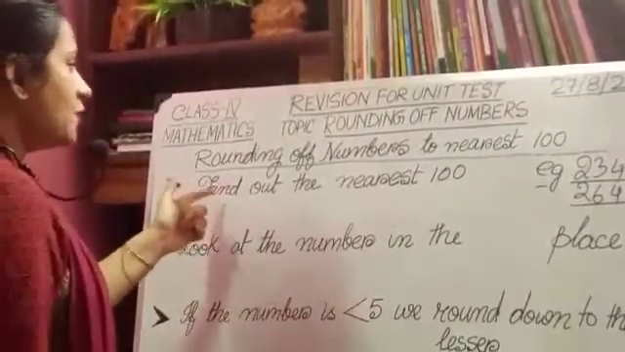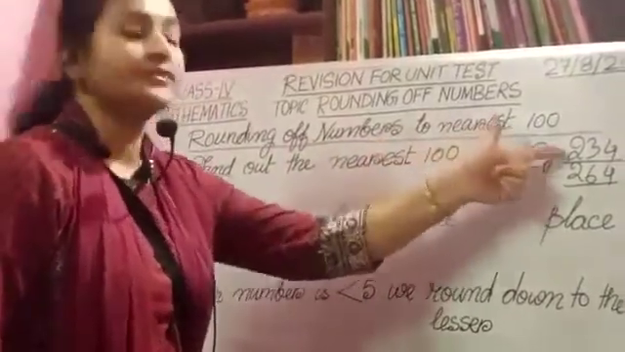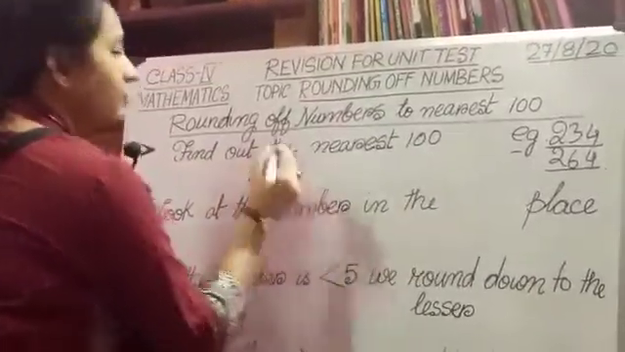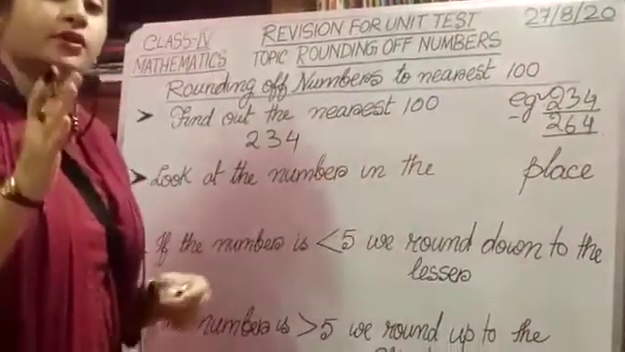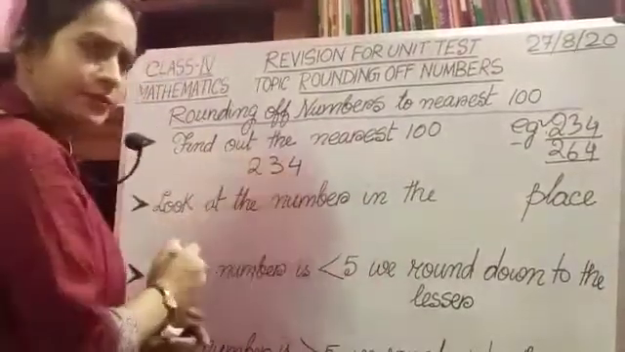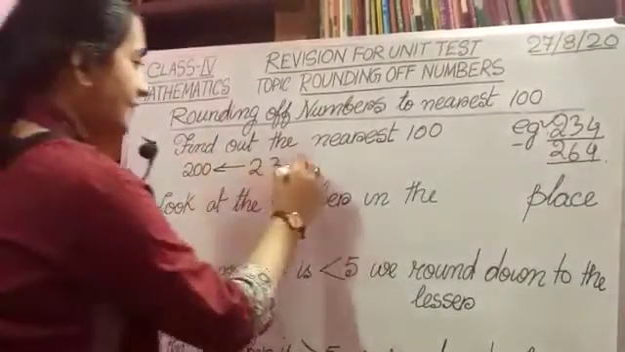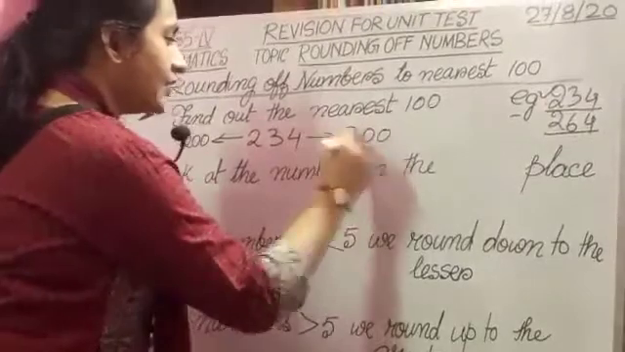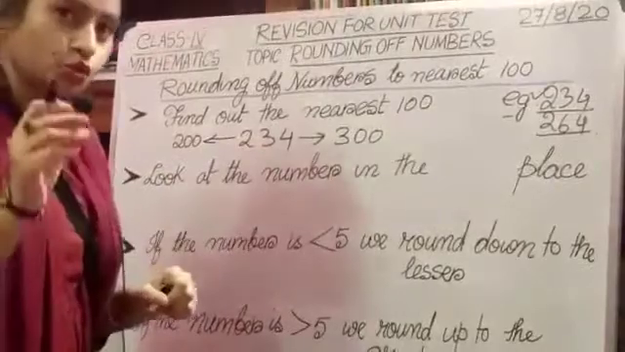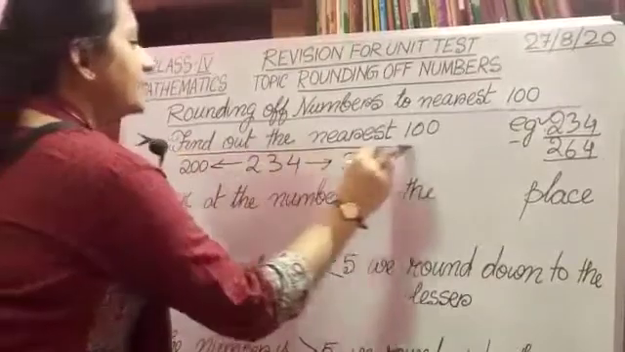My first step is find out the nearest hundreds to that number. Right children? So first of all, I am writing 234, the first example. What are the 2 hundreds that are very closest, nearest to this number? This side it is 200 and this side it is 300. So 234 is situated in between the 2 hundreds, 200 and 300. Right? So first step we have done.